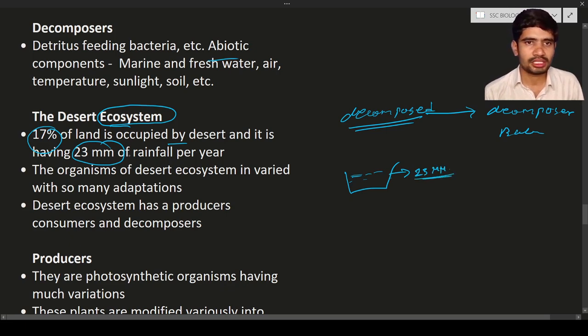Okay, so this much rainfall is there, and the organisms of the desert ecosystem vary with so many adaptations.